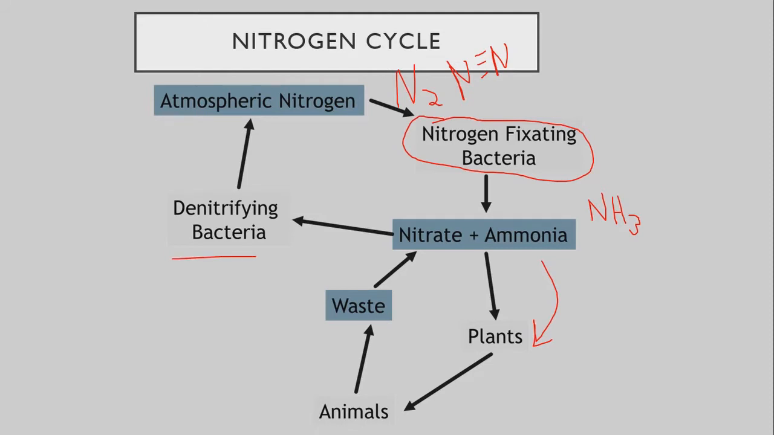There is another type of bacteria that can complete this loop, that can take ammonia and the energy in ammonia and burn it, and in the process release nitrogen gas back into the atmosphere. So this double loop looking thing is our basic nitrogen cycle.